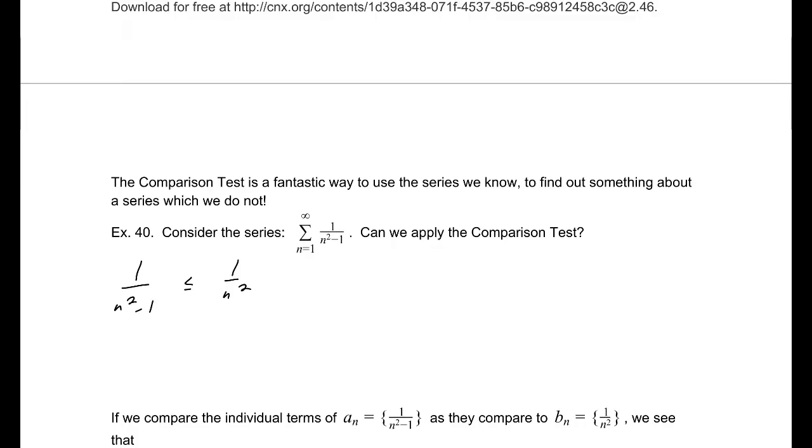Well, that is not true. It is actually greater than a converging sequence. So therefore, we can't say anything about that. That is not helpful. Next, wouldn't it be great if that were greater than 1 over n, because 1 over n diverges. That's not true either. That is strictly less than, but that doesn't help. So we cannot apply the comparison test. We just can't do it.